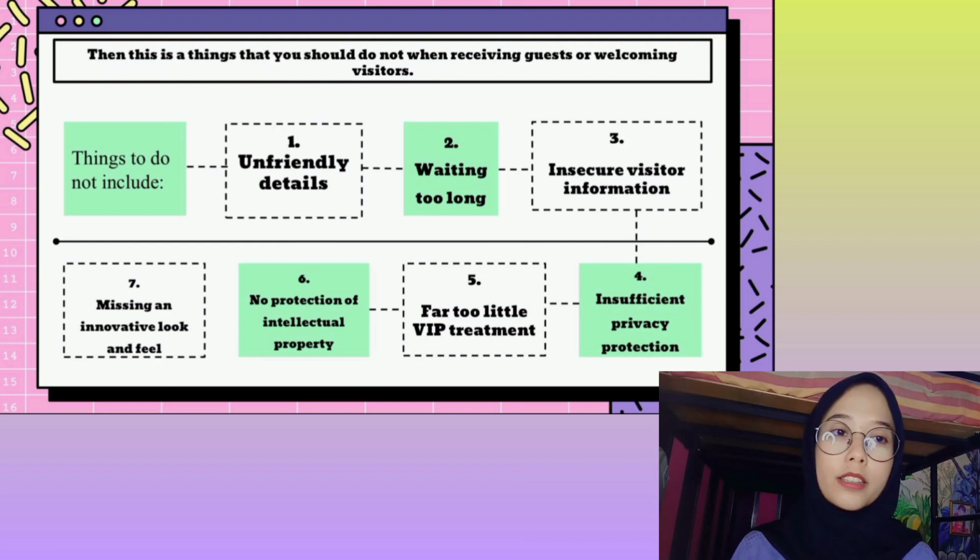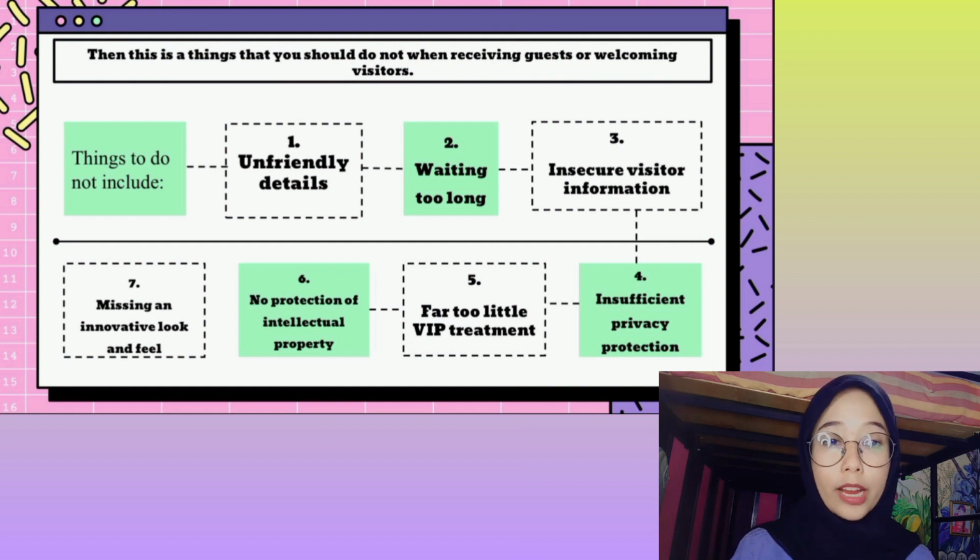For number 2, waiting too long. Waiting times are a great source of frustration. Visitors queue up at the reception, wait for a telephone call to the host, then wait to be picked up. The impression created by the reception determines how visitors will judge your product and service. So, time is certainly of the essence.